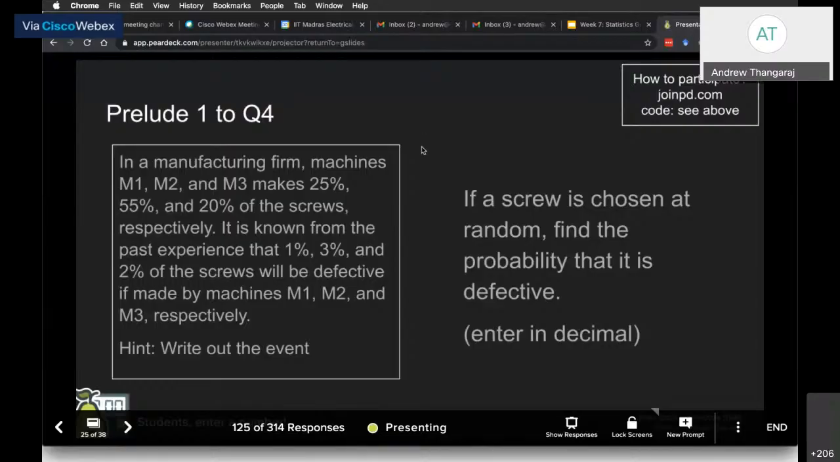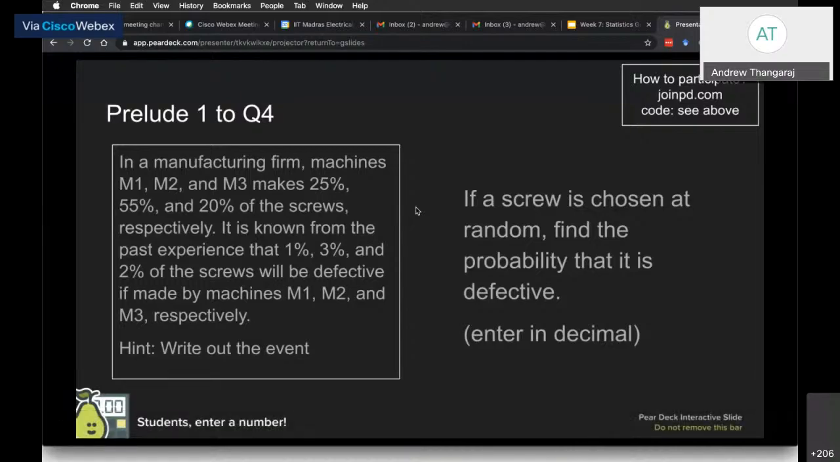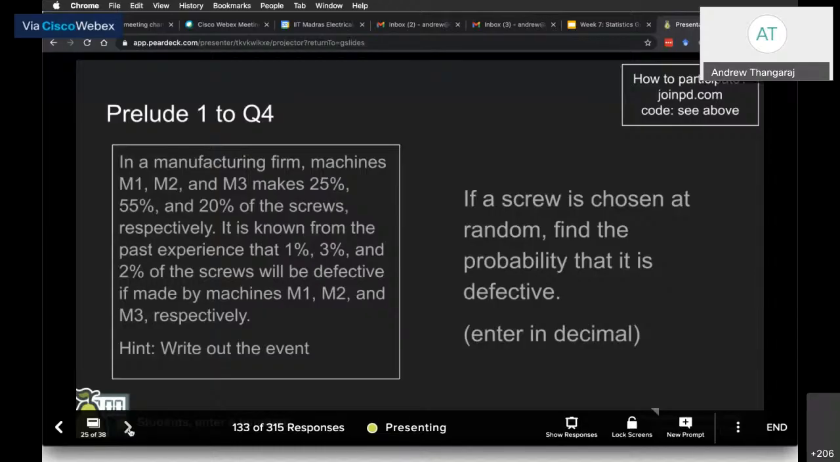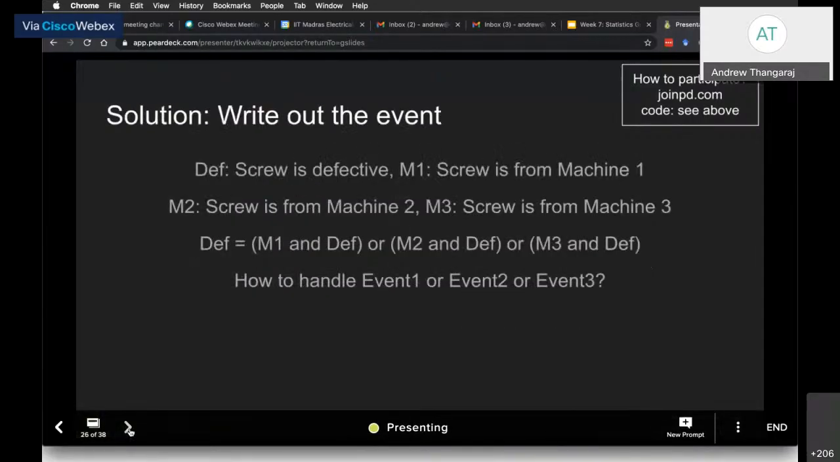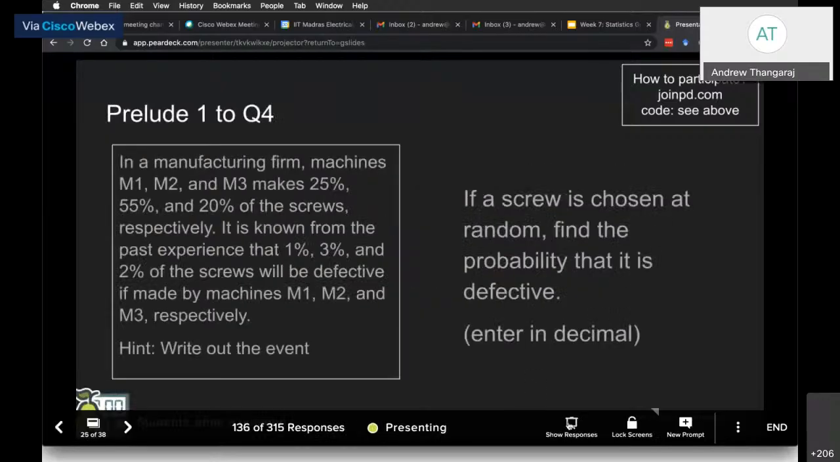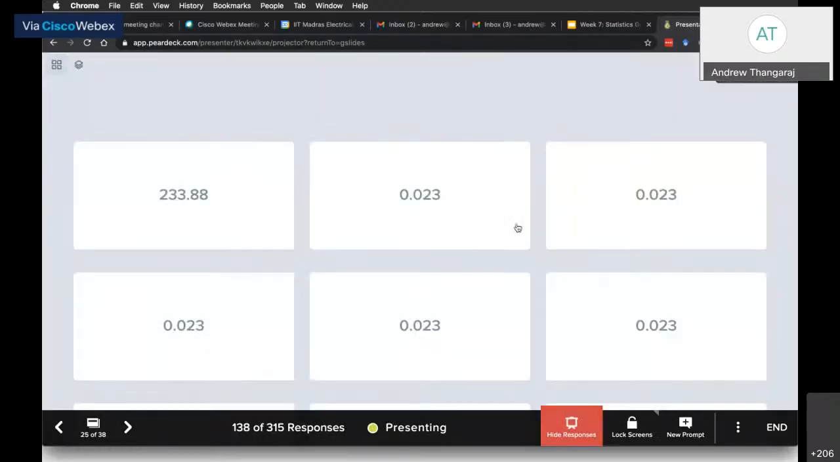Okay, so I see some responses. Maybe there's some confusion. I won't take too much time with this question. It's only a prelude. So let's go in and see how to answer this. Again, the same method. Before that, maybe I should see the solutions. So many people put in solution 0.023.